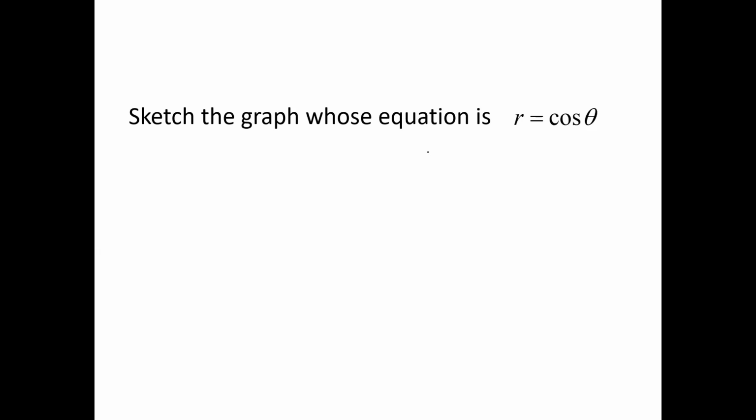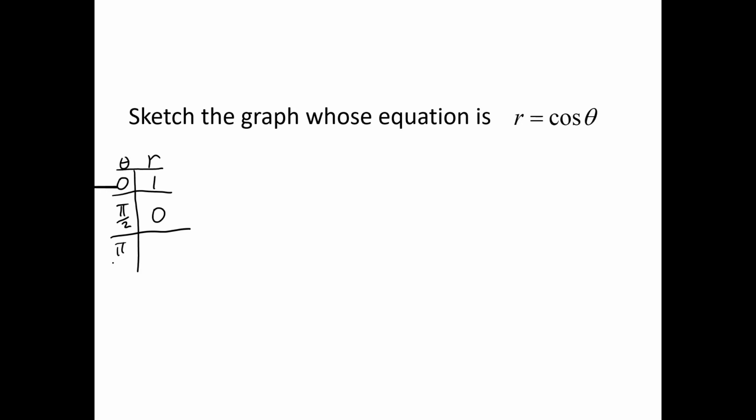Okay. Sketch the graph whose equation is r equals the cosine of theta. We can start with the table. Theta, r. When theta is 0, cosine of 0 is 1. Use the quadrant angles. When theta is pi over 2, the cosine is 0.